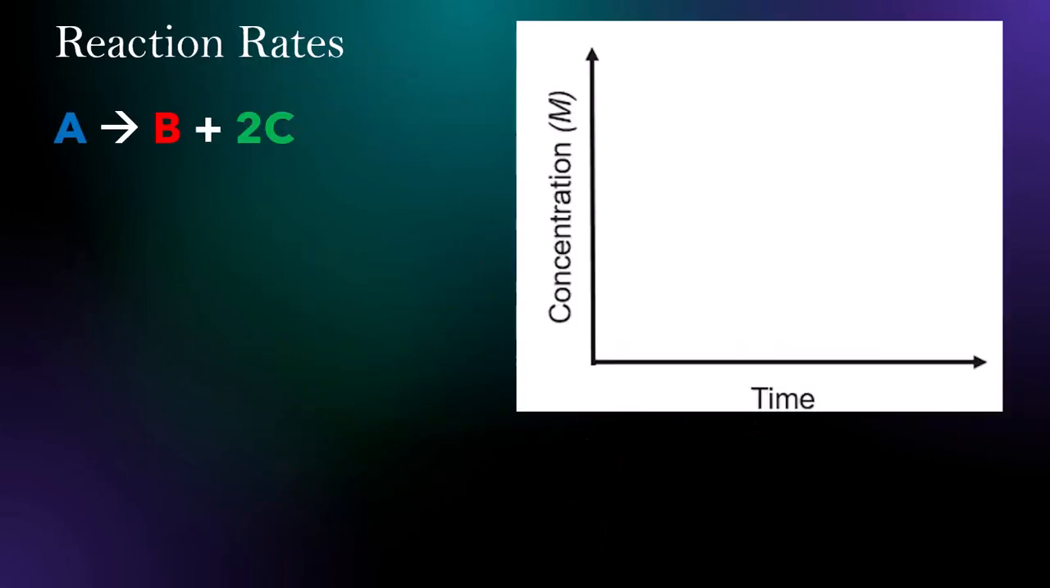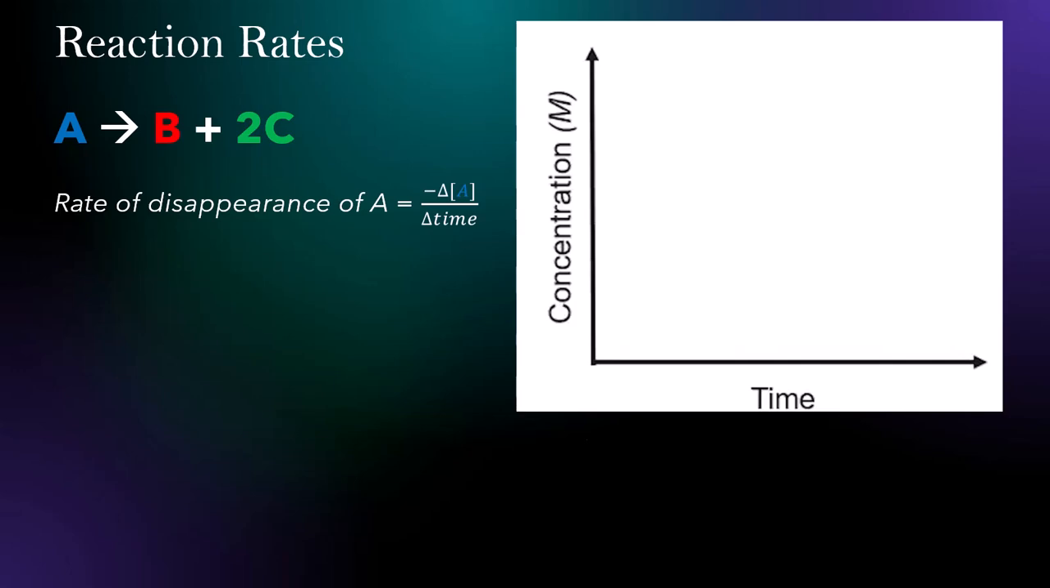So now let's take a look at what that looks like graphically. And I added a little bit extra here because now I have a coefficient. So now I have A turning into the products B plus 2C. So we have that 2 coefficient in front of C. So to write the general rate equation, okay, it's going to be the same thing. The rate of disappearance of A is going to be negative delta the concentration of A over delta time. Okay, we just did that. That should look familiar.